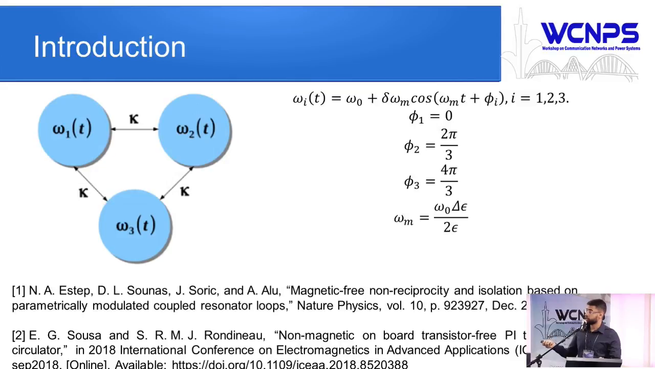But in the case of our circulator, we need to emulate the physical phenomenon in a circuit. The final setup has three identical resonant loops, okay, with the resonance described by this equation. Omega i of t is equal to omega 0 plus an amplitude omega m cosine of omega m t plus a phase. And omega m is a modulated frequency, okay? And the phase between these three resonant loops is 2 pi over 3 radians.